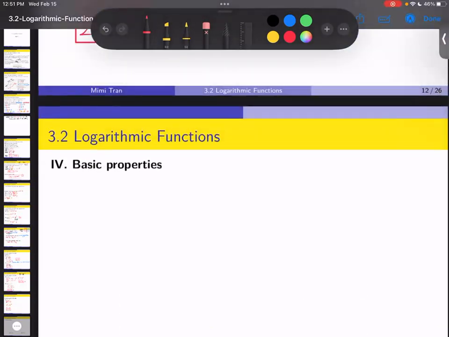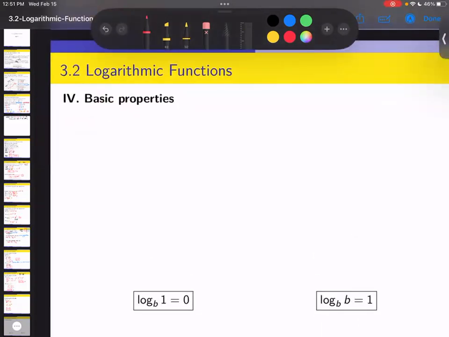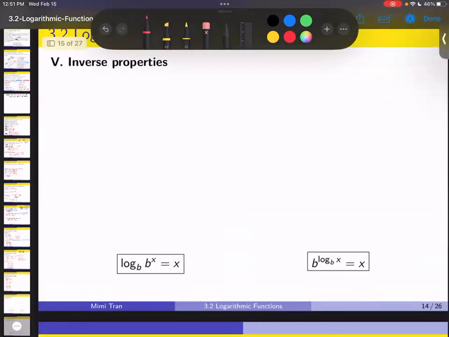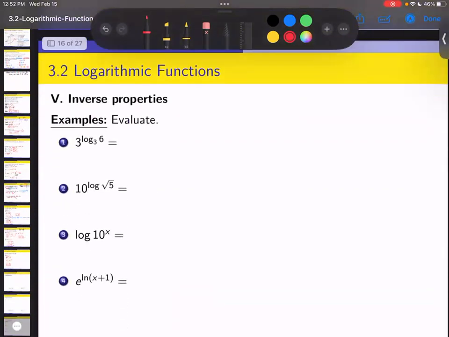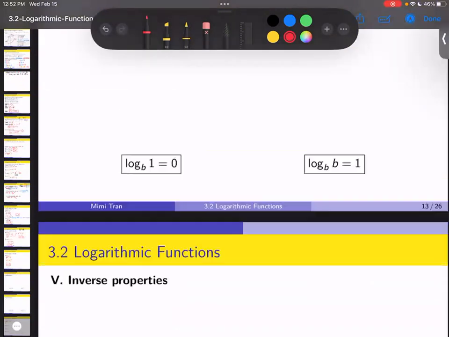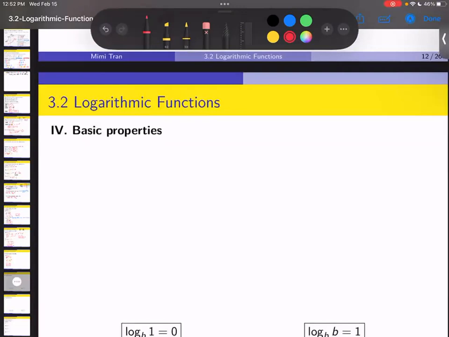All right, let me see what I'm going to do today. I'm going to finish the basic property and then the inverse property. And hopefully, if we have time, we finish this slide and then that's it. All right, 3 more slides and then we're done. If it's 1 o'clock, I'll let you go. So, basic property.